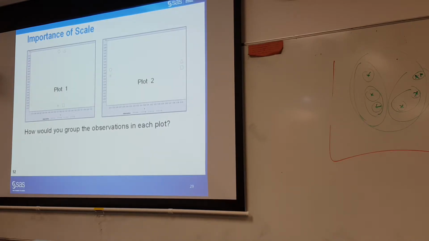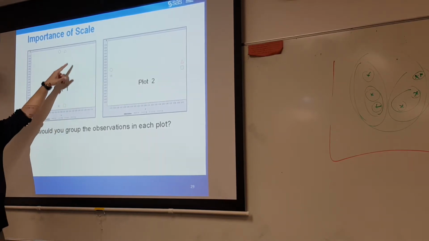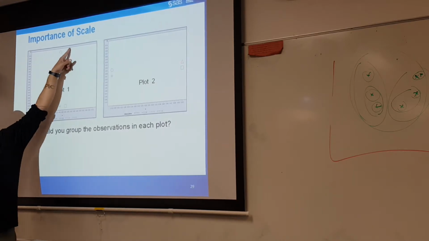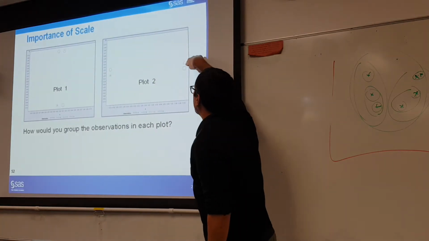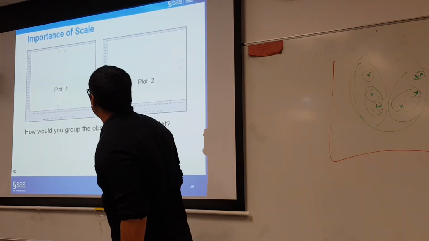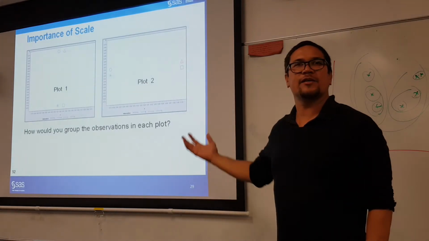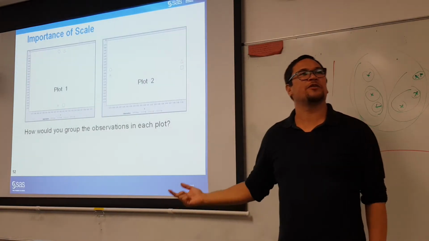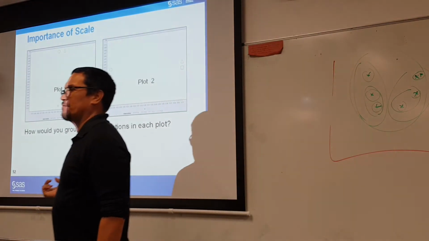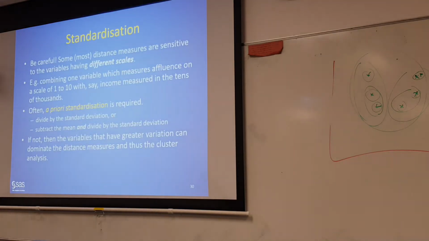Okay, so scale. Got two plots here, right, with 4 data points. How would you group these observations in each plot? I think most of you would say, hey, look, these guys are similar to one another, and these guys are similar to one another, right? I'm going to say there are 2 clusters here, one here and one here. Similarly, these guys here and these guys here. Is that what you would do? These are the same data, just plotted on different scale. So in fact, there's no difference between these plots. So wrong, unfortunately. It's a bit problematic.